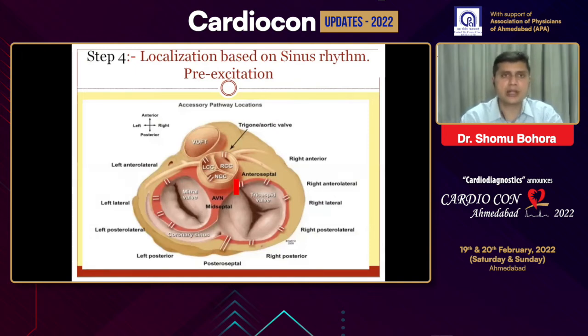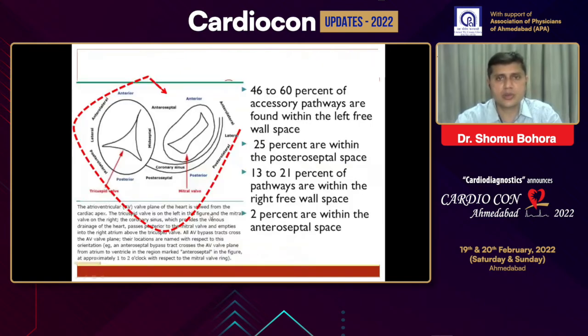Now coming to the last step, that is localization based on the sinus rhythm, where pre-excitation is a must. Either it's a left-sided or a right-sided pathway, and the differentiation between the areas is as mentioned in this figure, but we'll go with the localization. Most commonly it is in the left lateral region, and then goes to the posterior, then the right side and the anterior region.